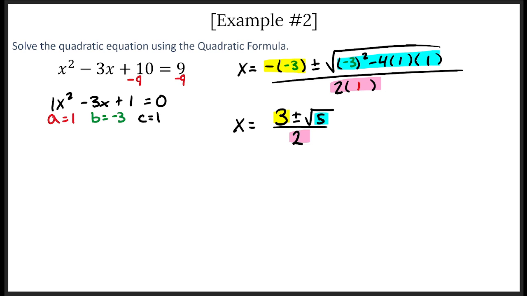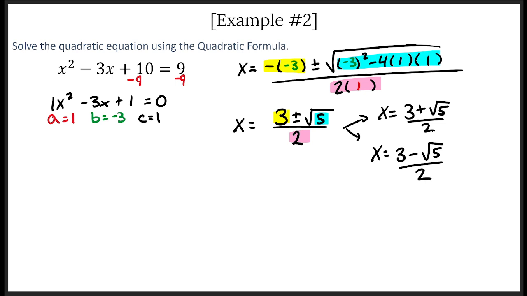We just need to split our answers apart. So let's write our 2 different versions of our answer separately. I would have 3 plus square root of 5 over 2 and 3 minus square root of 5 over 2. As wild as those answers look, those would be the correct answers for this quadratic function.